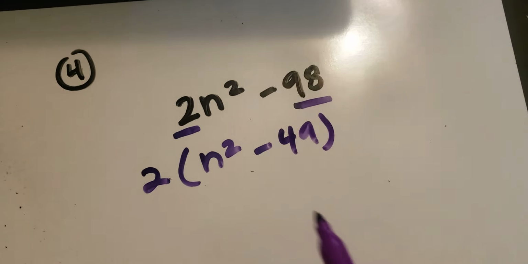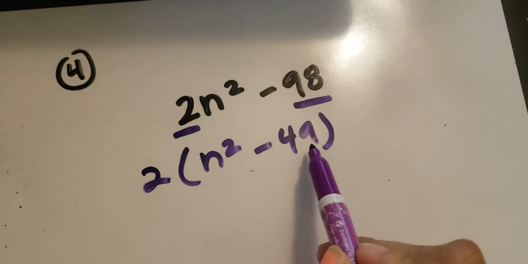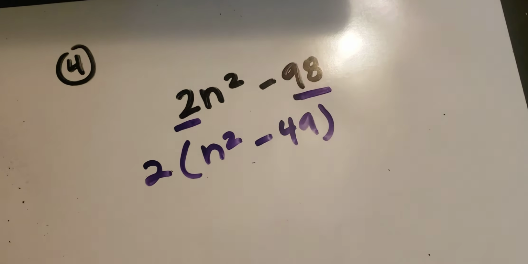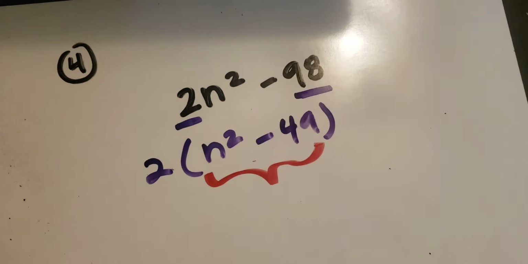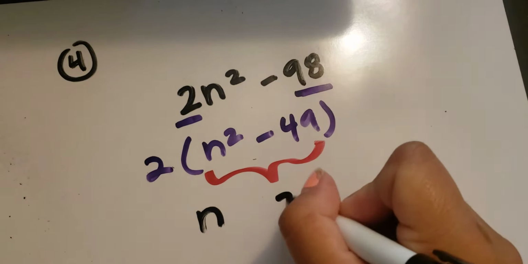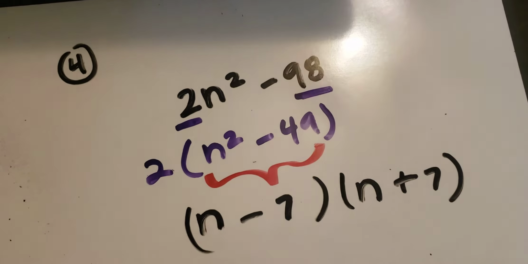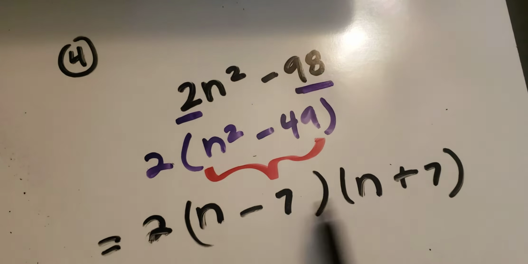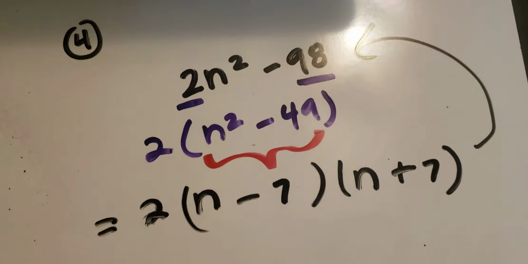Okay, after you factor out your GCF, now ask yourself, is this a perfect square? The answer is yes. Is this a perfect square? The answer is yes. So if that's the case, then now you can go ahead and factor what's inside the parentheses. So with that being said, the square root of n squared is going to be n. The square root of 49 is going to be 7. So my two factors should be n minus 7 and n plus 7. Okay, and don't forget to bring down the 2 because you have to keep it. It's part of it. Because again, if I were to multiply all of this through, I should get exactly what I started with. So that's a way to check your own answers, okay?